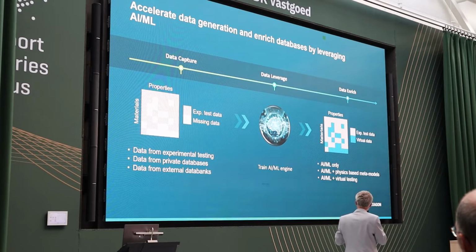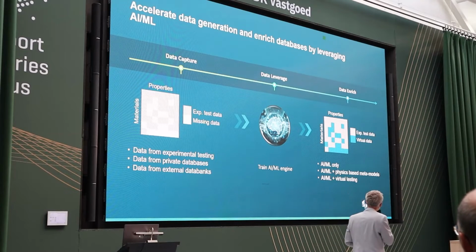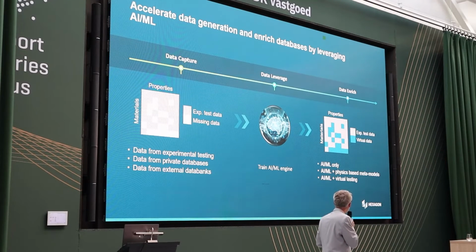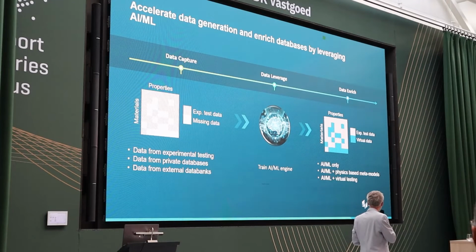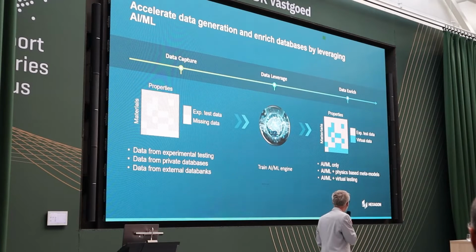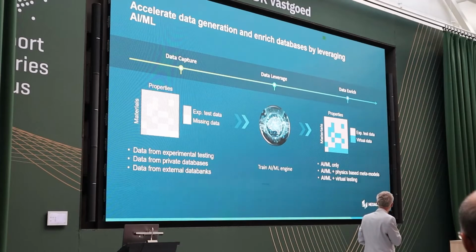And this is the goal of our previous solutions, enriched by an AI/ML engine, in order to fill the gap in this matrix. So all the blue squares that you have there on the right are going to be virtually computed, either by just AI/ML solutions, or by AI/ML solutions plus some physics-based metamodel, or AI/ML plus virtual testing based, for instance, on finite element simulations.